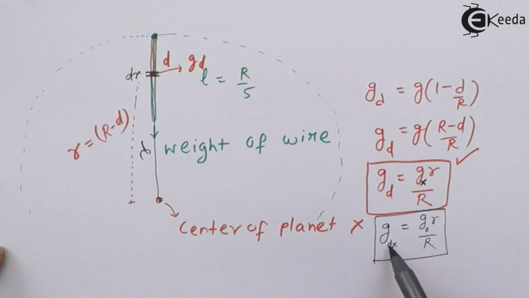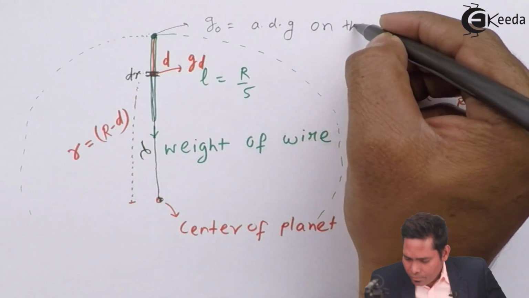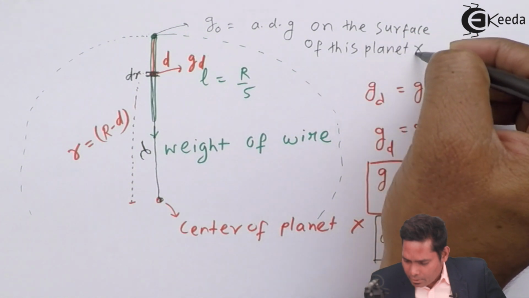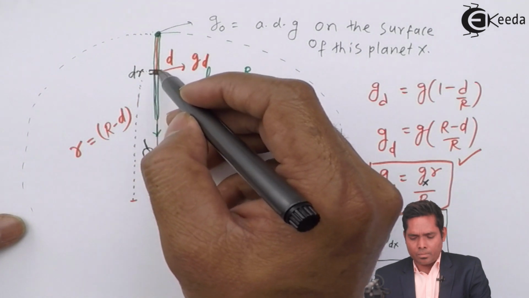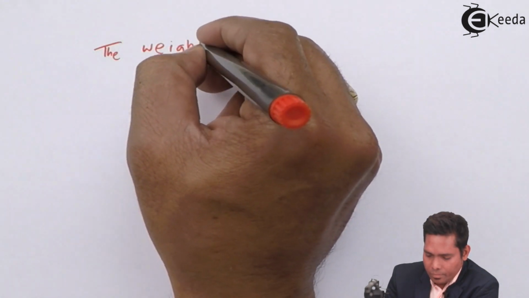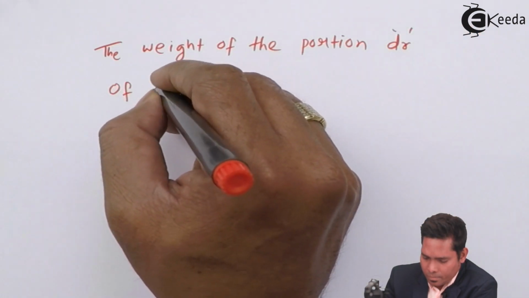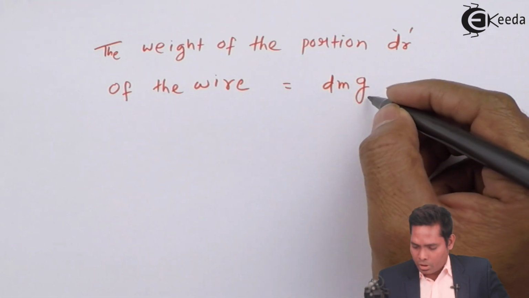So in planet X, at a distance r from the center, the value of g is this. That is, g naught is the acceleration due to gravity on the surface of this planet X. So therefore, I will write the weight of this portion of the wire. The weight of the portion dr of the wire is the mass of that portion and g acting at that point, g_x.